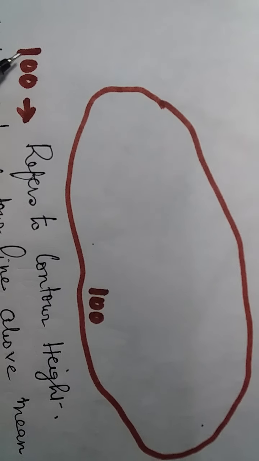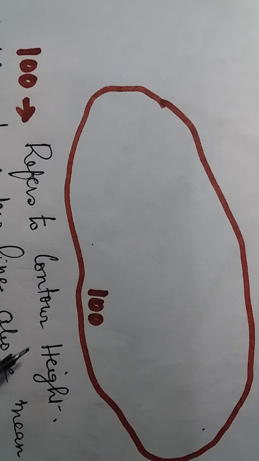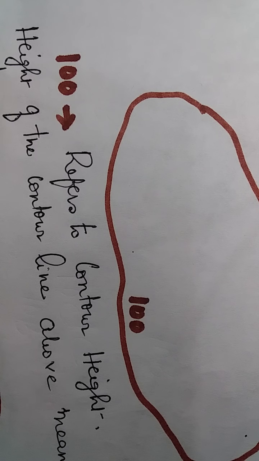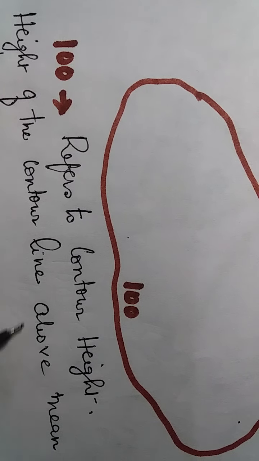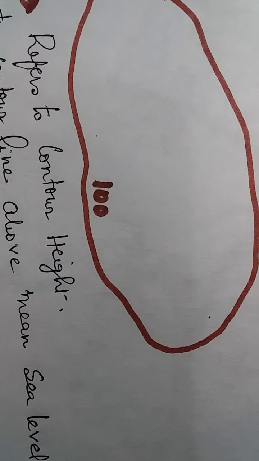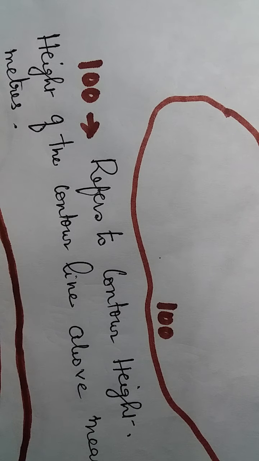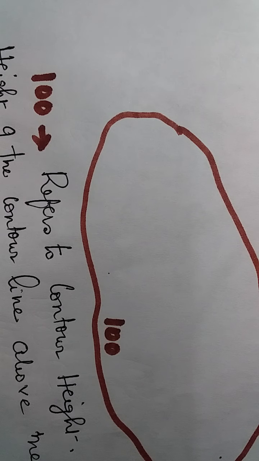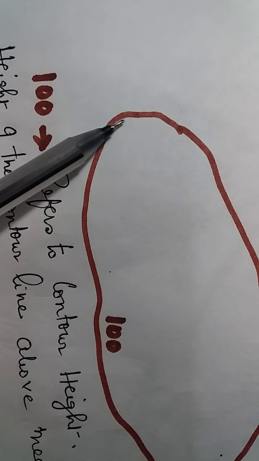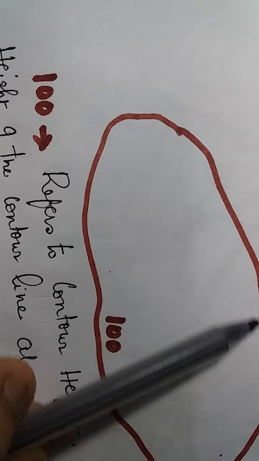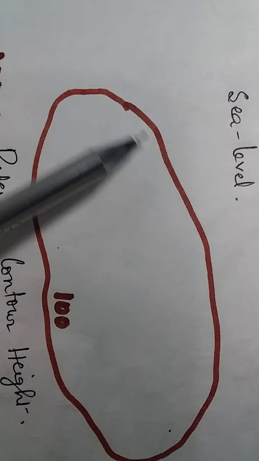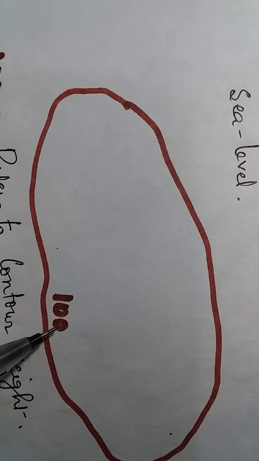This 100 refers to contour height. That means the height of the contoured line above mean sea level in meters. So all the places lying on this line are of equal elevation or height, and the height is 100 meters above the mean sea level.